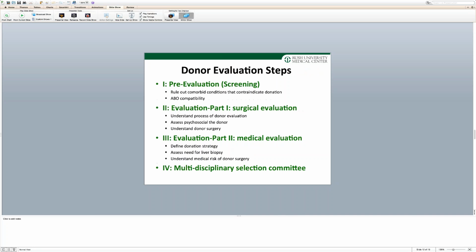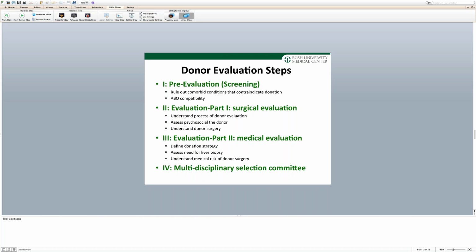So what are the donor evaluation steps? There are 4 major steps before adult living liver transplantation. First of all, it's a pre-evaluation or a screening process. In this process, we make sure that we have blood group compatibility. That means the donor is the same blood type as the recipient. And also we make sure that we don't have a major comorbid condition that contraindicates donation.